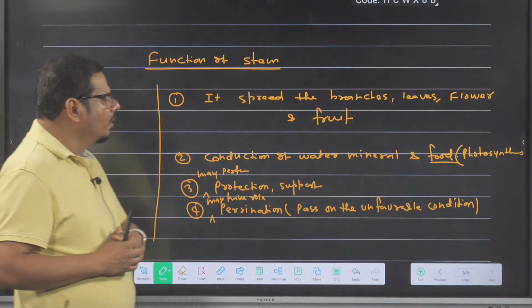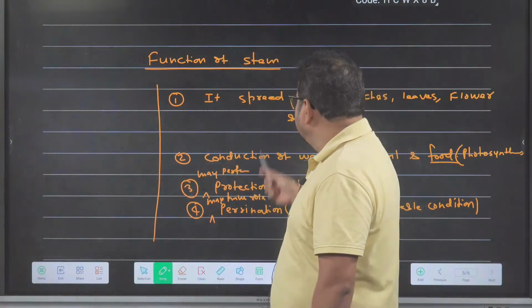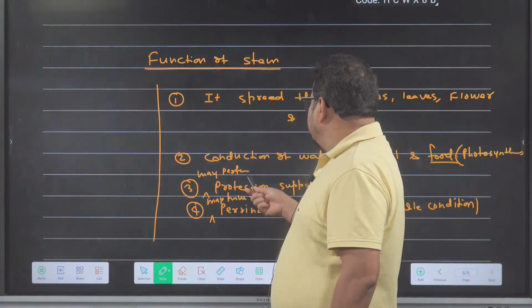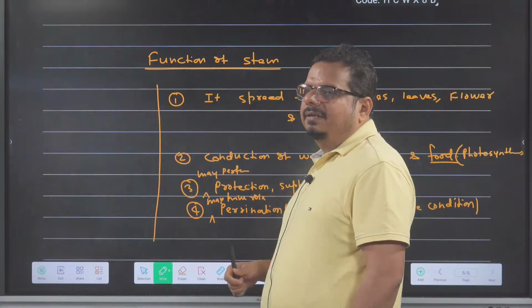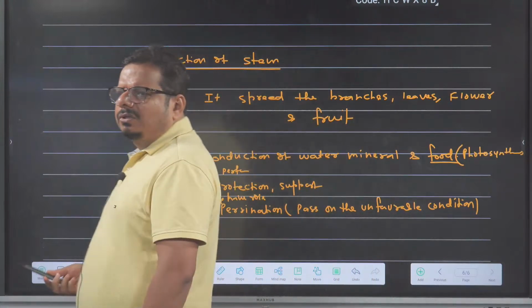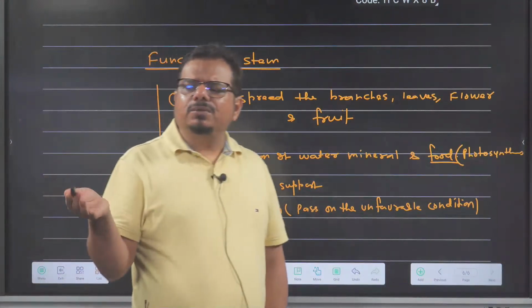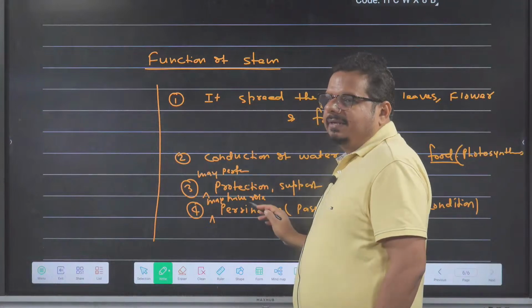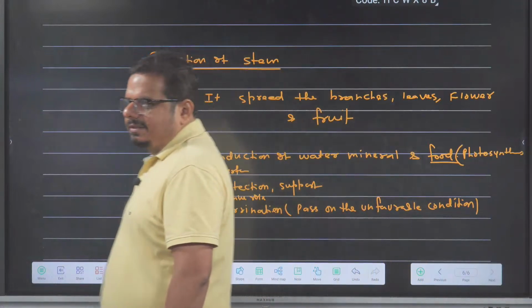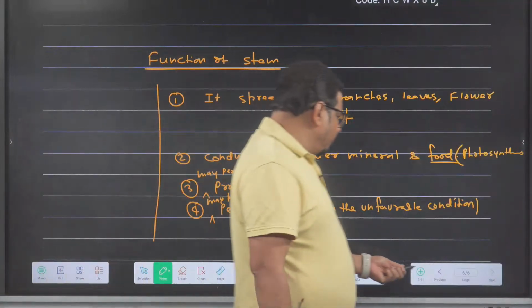Now we are going to talk about the modification of a stem. So what functions did I tell? Spreading the branches, conduction of water and mineral, it may have role in protection and support, and in perennation, to pass on the unfavorable condition. In some special condition, it also stores food, and that is the reason it has a role in perennation. I will tell you at the time of modification. Is it clear?